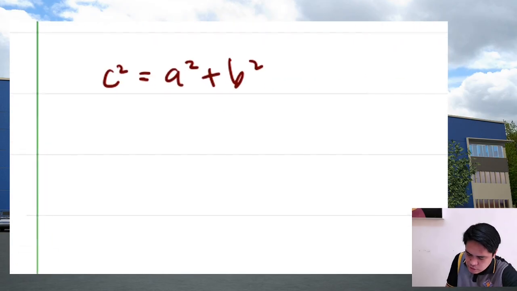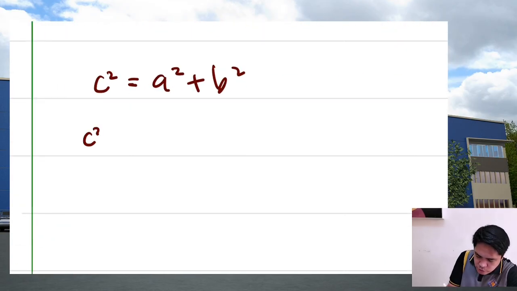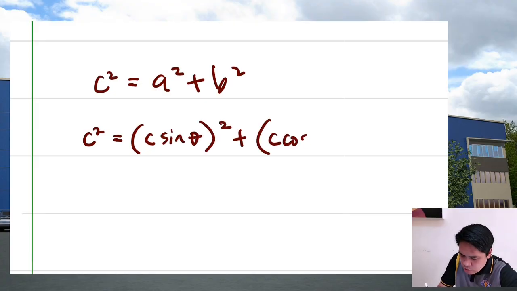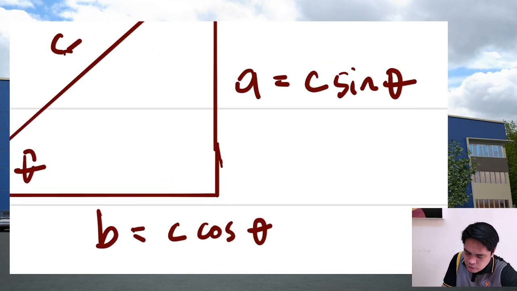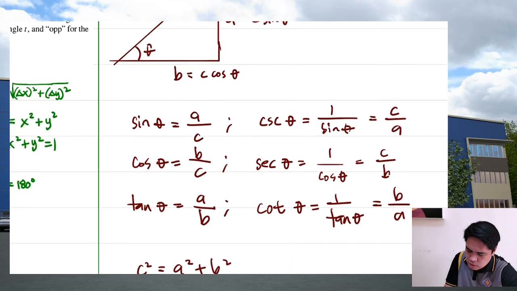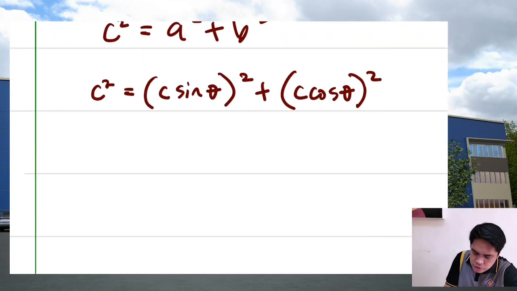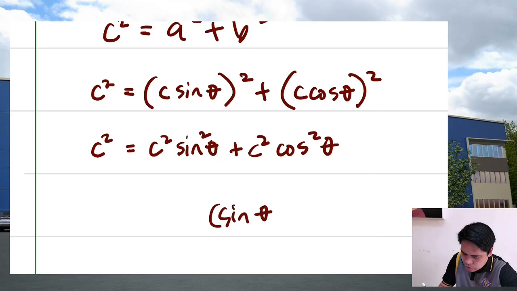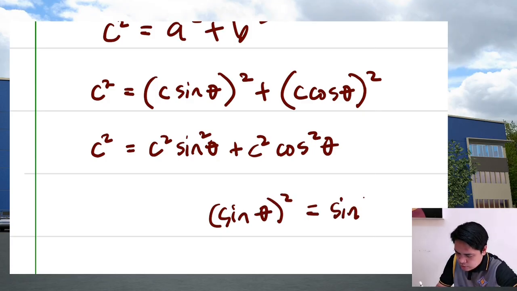Ito, we know that C squared is equal to A squared plus B squared. So, therefore, C squared is equal to A, which is, ano yung A? That is C sine theta, squared, plus B, which is C cosine theta, squared. Ayan. A is C sine theta, B is C cosine theta. Just substituted it here. So we'll have C squared is equal to C squared sine squared theta plus C squared cosine squared theta. By the way, yung sine theta squared could be written as sine squared theta.